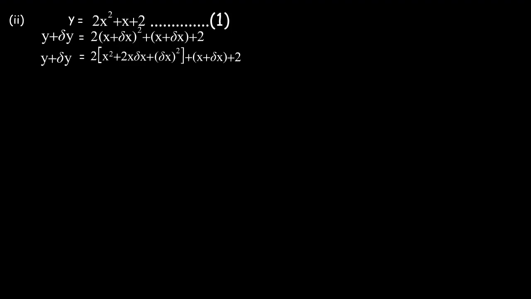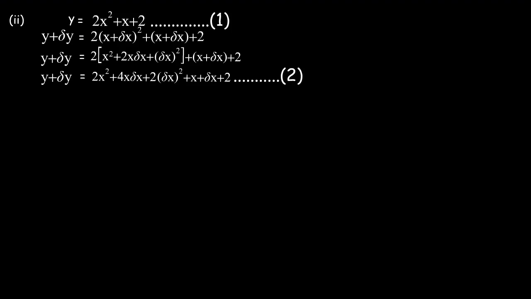Now simplifying the right hand side further by expanding this bracket, we have y plus delta y equals 2 times s squared, which is 2s squared, 2 times 2s delta s, which is 4s delta s, and 2 times delta s squared, which is 2 delta s squared. So our expression is y plus delta y equals 2s squared plus 4s delta s plus 2 delta s in bracket squared plus s plus delta s plus 2.